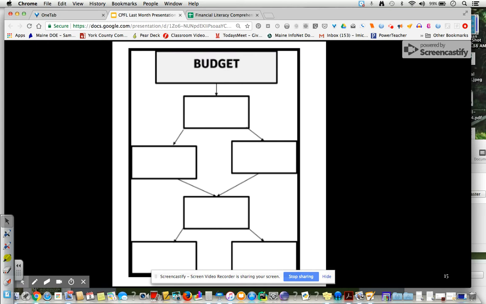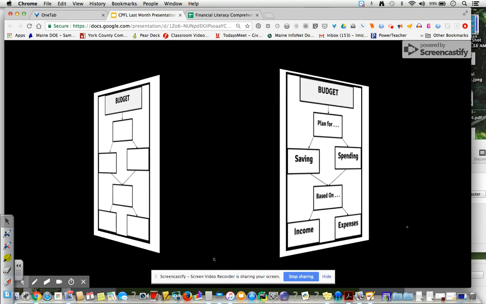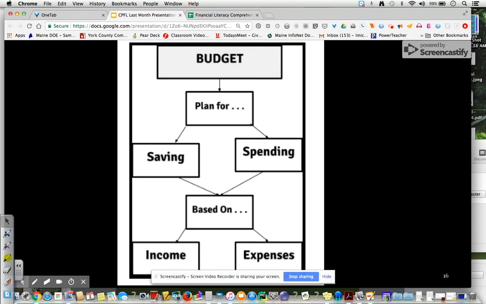Okay, so first of all, what is a budget? Do you remember this? A budget is a plan. It's a plan for what? What are you going to do with your money? You're going to save it or spend it? And you could invest it as well. That's part of a savings plan. And your monthly budget is based on your income coming in and your expenses going out.